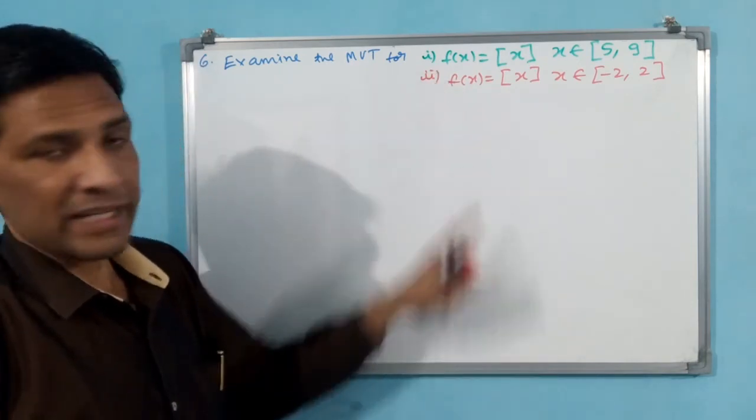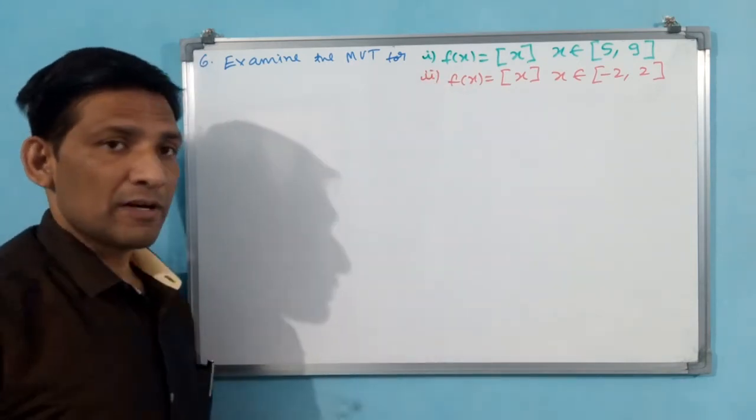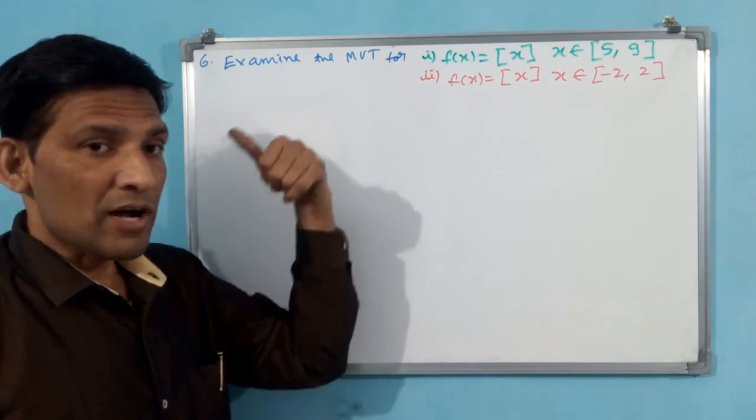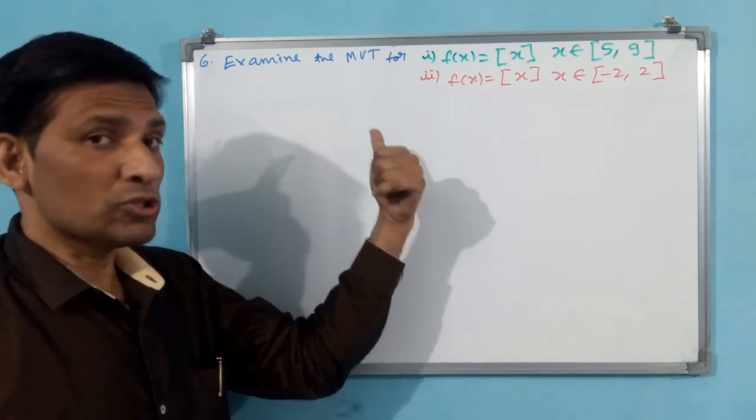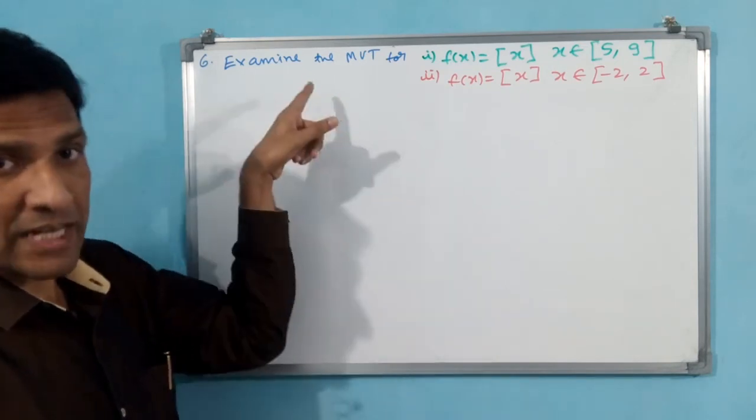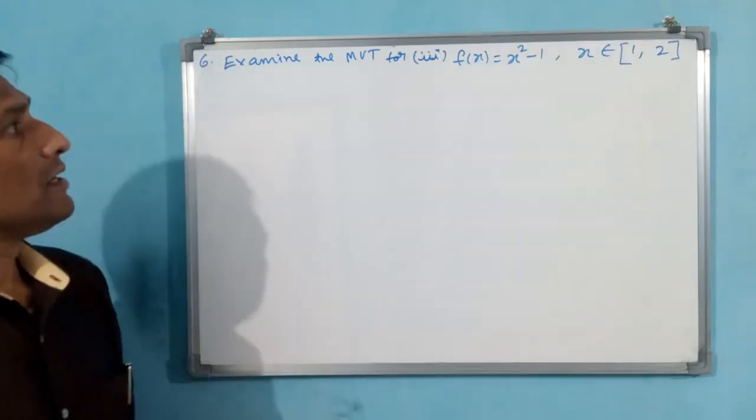That means the first part and second part are over. We will go for the third part. The third part was not satisfied for Rolle's theorem, but that third part is going to satisfy the mean value theorem. Let us see how it is.